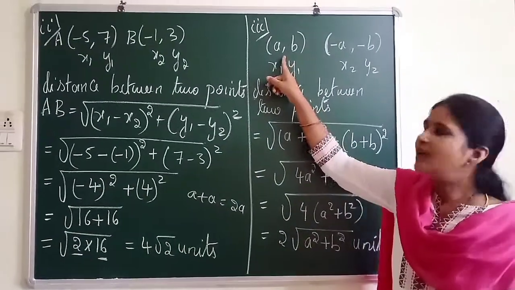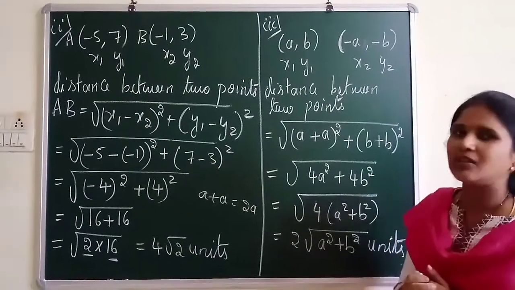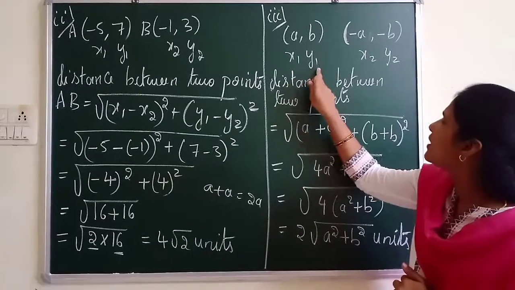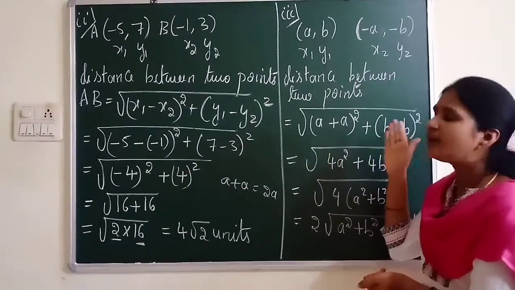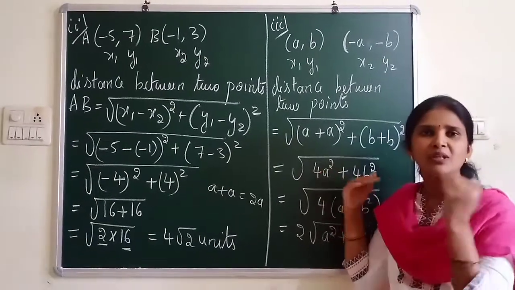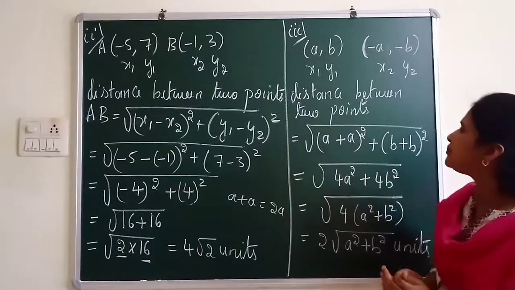One point is (a, b) and the other point is (-a, -b). Here he has given constants without numbers. The first one is x1, y1, the second one is x2, y2. Just concentrate here. I have not written the formula here, so let me do it orally. Remember the formula in mind and just do it.